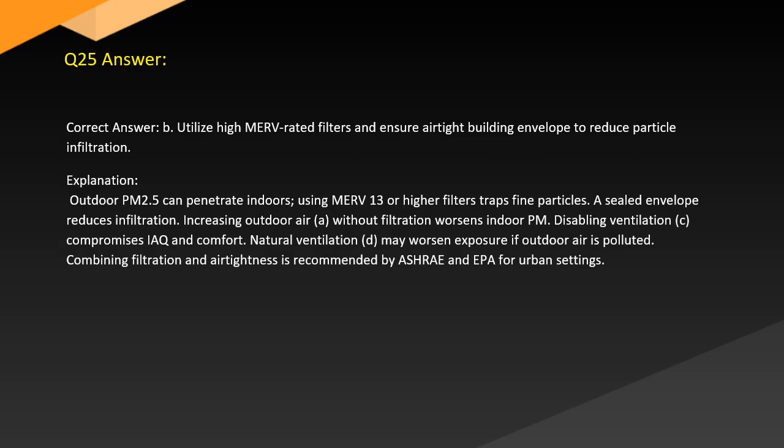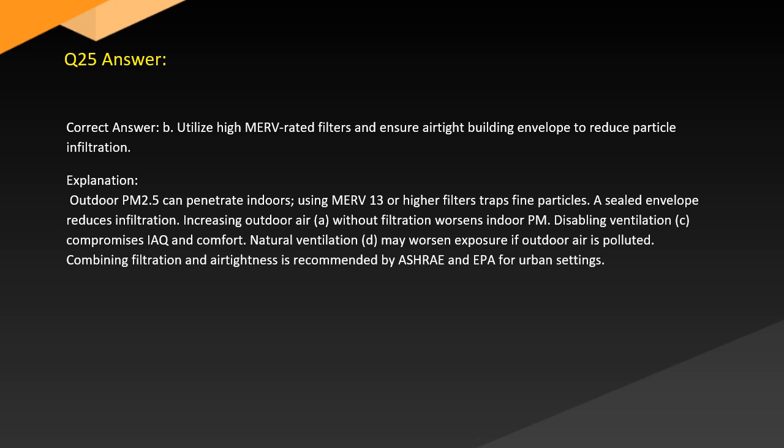Answer. Correct answer: B. Utilize high MERV rated filters and ensure airtight building envelope to reduce particle infiltration. Explanation. Outdoor PM2.5 can penetrate indoors. Using MERV 13 or higher filters traps fine particles. A sealed envelope reduces infiltration. Increasing outdoor air without filtration worsens indoor PM.